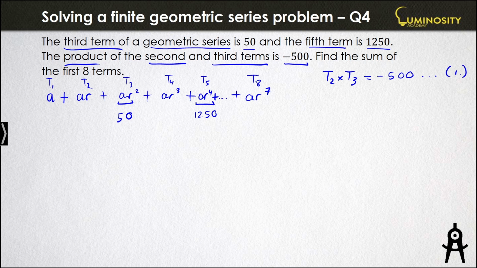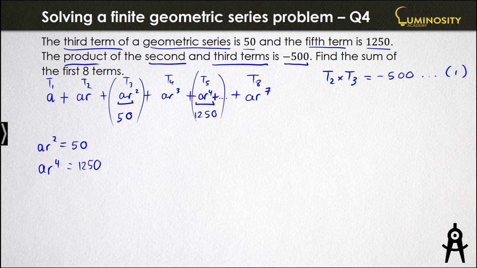Okay, so I'm going to label that equation 1, the product of the second and third terms, negative 500, because we must make sure we are using all the information that we're given. First of all, we know that AR squared is equal to 50, from T3 here. And from T5 here, we know that AR to the 4 is 1250.